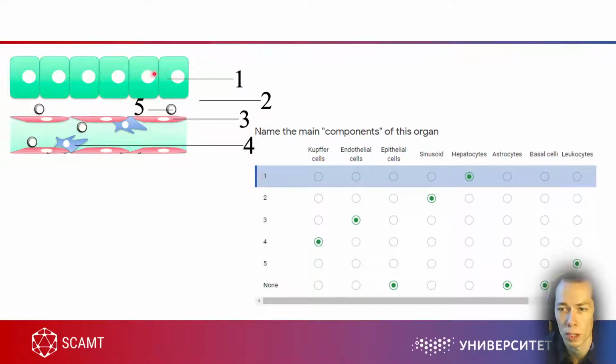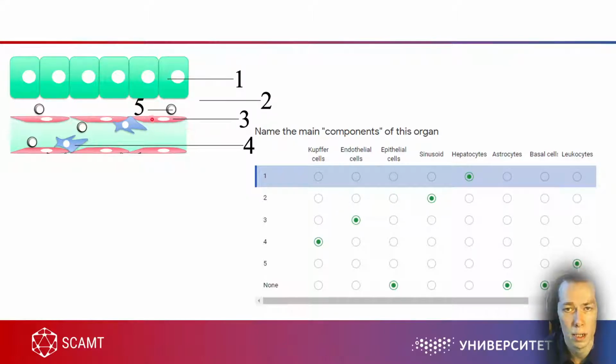Number 1 is a layer of hepatocytes. Number 2 is the sinusoid itself. There are some leukocytes in the liver. I didn't mention this in the lecture, but picking the right leukocyte, number 5, will give you 2 points instead of 1.